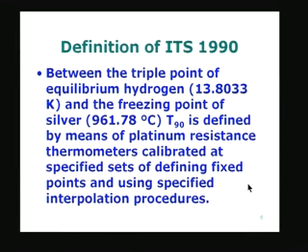And between the triple point of equilibrium hydrogen, hydrogen occurs in para and ortho forms, and the equilibrium hydrogen contains the two forms of hydrogen in the equilibrium proportion, and that is what we mean by triple point of equilibrium hydrogen, and it is 13.8033 Kelvin. And the freezing point of silver, which is the highest temperature we saw, 961.78, this entire range is defined by means of platinum resistance thermometer calibrated at specified set of defining points and using specified interpolation procedures.